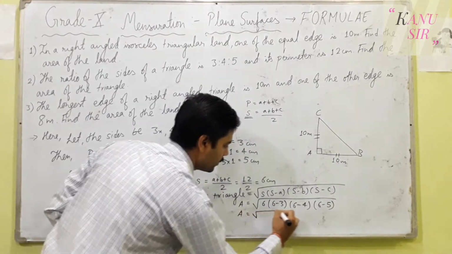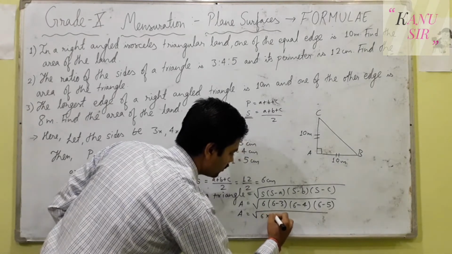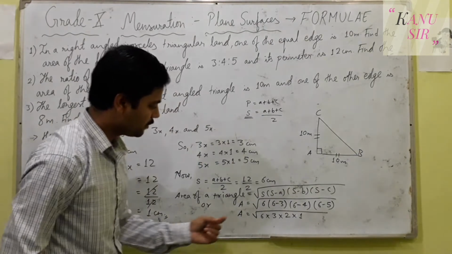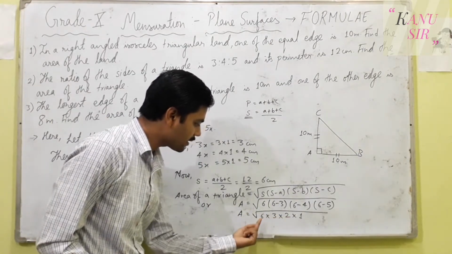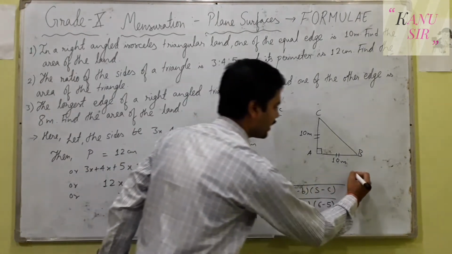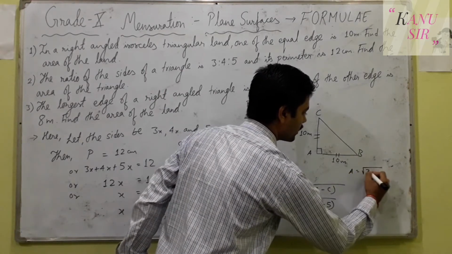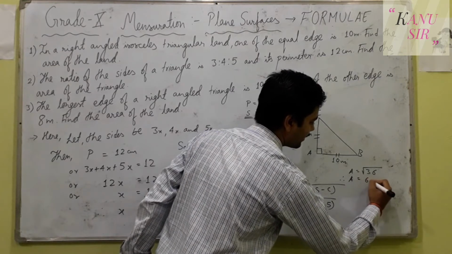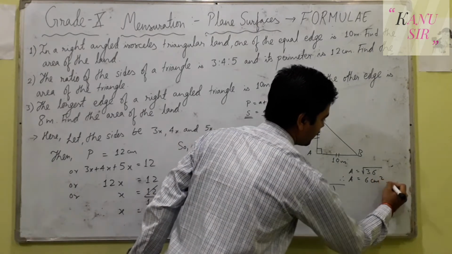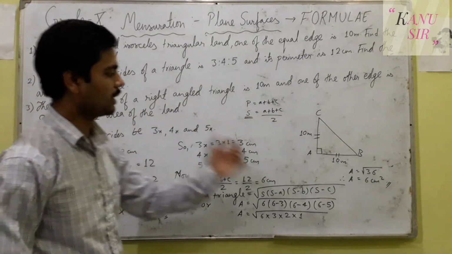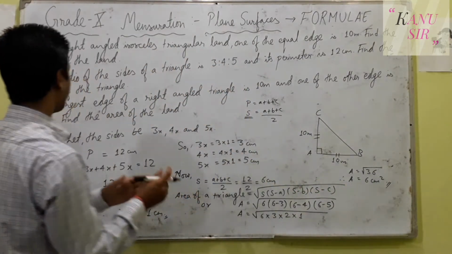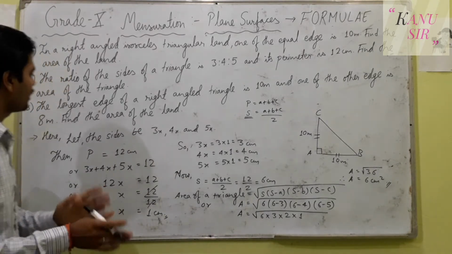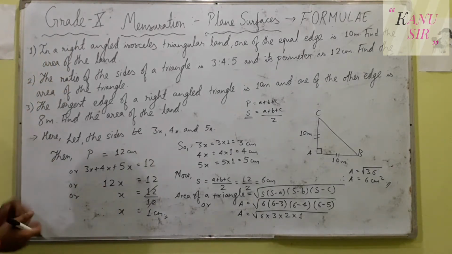A is equal to root of 6 into 3 into 2 into 1, and you can multiply. 3 times 2 is 6, and times 6. You will get A is equal to root 36, and hence the value of A comes 6 centimeter square, because we are finding the area. And you can write this statement: the area of the triangle is 6 centimeter square. Now let us go to the next question, that is question number 3.